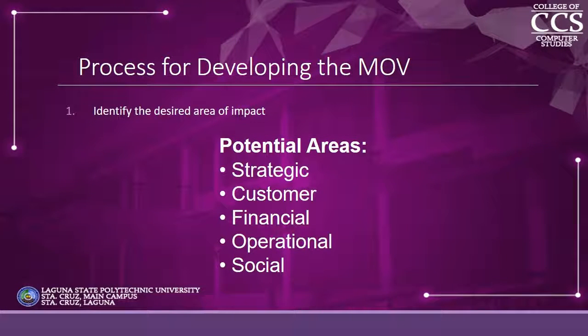Here are the processes for developing the MOV. 1. Identify the desired area of impact. It must be in one of the following potential areas. Strategic: penetration of new markets, transformation of the terms of competition within the market, increased market share. Customer: customers have more choices of products or services, must receive better products or services, and transaction processes are more effective or efficient.